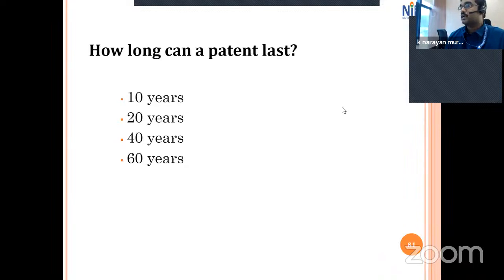So how long can a patent last? What is the validity of a patent? Yes, 20 years. Pallavi Nayak, Pratik, yeah, the answer is 20 years.